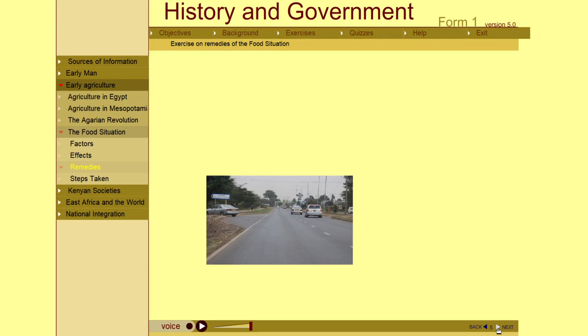9. Developing countries should improve their transport networks so that farm produce can be transported easily to the market. And 10. Establishment of cooperative societies which assist the farmers in accessing credit facilities, marketing produce and getting farm inputs.